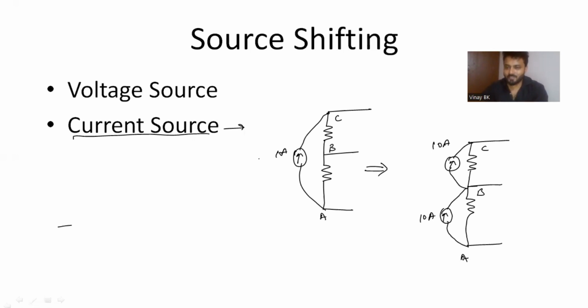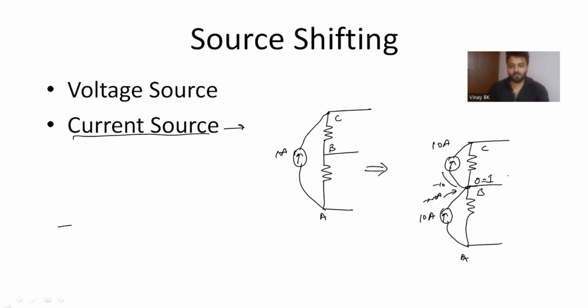At B, you should check now. At B, 10 ampere is entering, that is plus 10 ampere, and 10 ampere is leaving, that is minus 10 ampere. So at B, the current will be 0. Which means indirectly you are shifting a current from A to C with the help of junction B, or else node B.